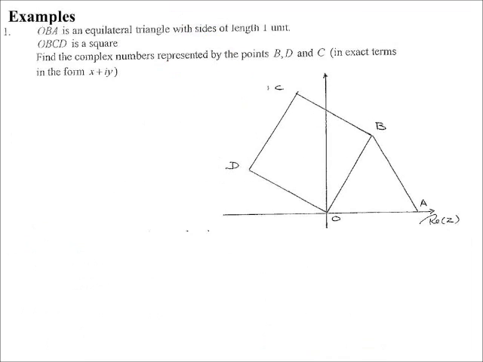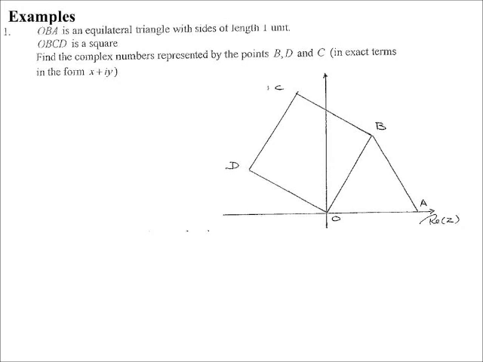So another example. OBA is an equilateral triangle. To make life easy, they've told us the length is 1. OBCD is a square. We want to find the points B, D, and C. When they ask a question like this, use your head. Why didn't they say find B, C, and D? Because it's probably going to be easier to find D before C. So they're giving you a subtle little hint there. You don't have to do it that way, but let's see what happens.